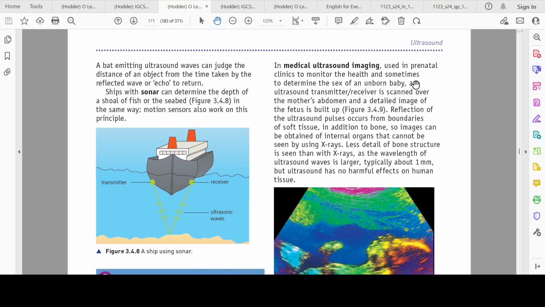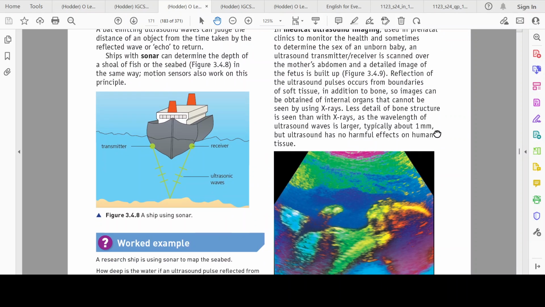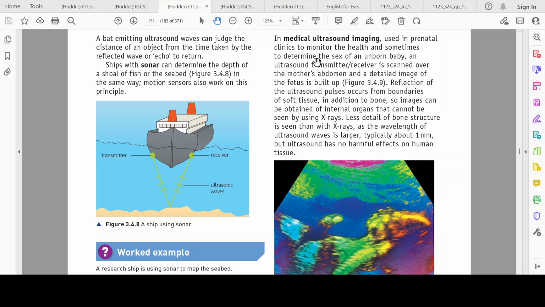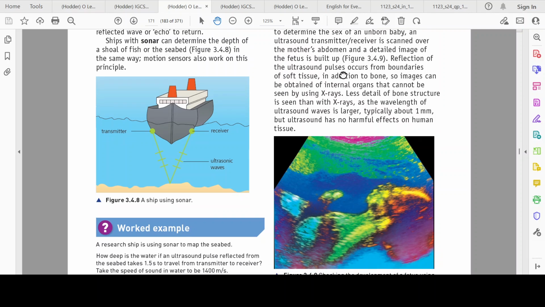And then ultrasound imaging in medical checkups. They use ultrasound on a mother to check the health and growth of the baby in the womb. It's scanned over the mother's abdomen, and the device is a transmitter and receiver as well. When the ultrasound hits the fetus and is reflected, the reflections are picked up and show up on the screen to give you an image like that. Now, this is a colored image. Normally, we see black and white.